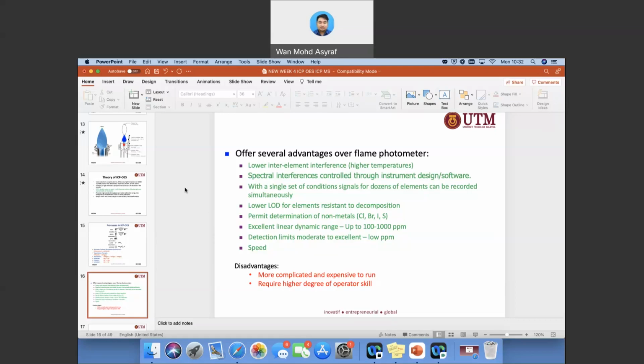The only disadvantages of ICP-OES over flame AES is that it is more complicated and expensive to run because you need to create the plasma, and then it requires a higher degree of operator skill. Okay.